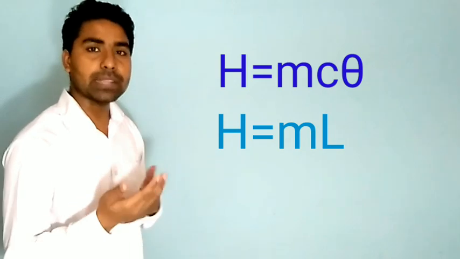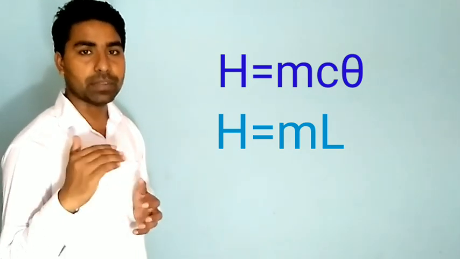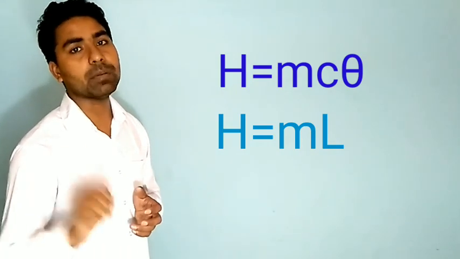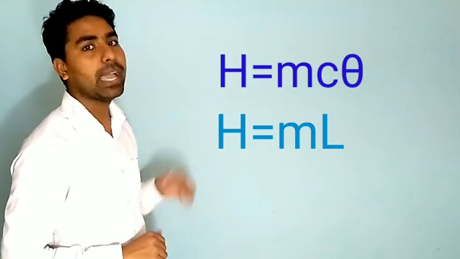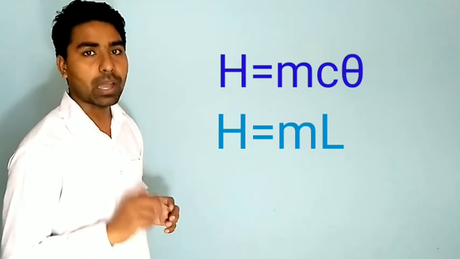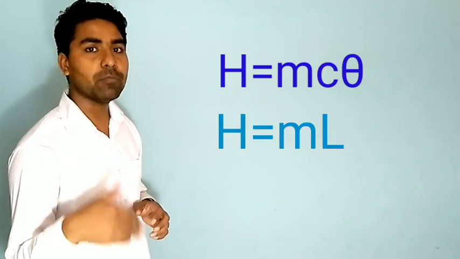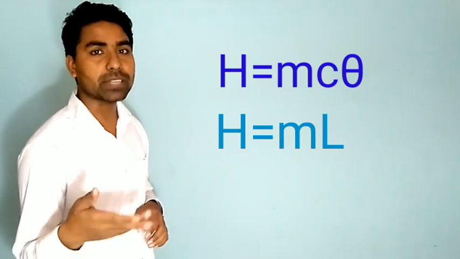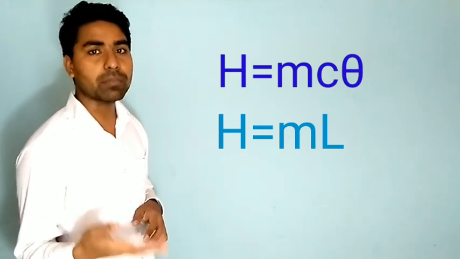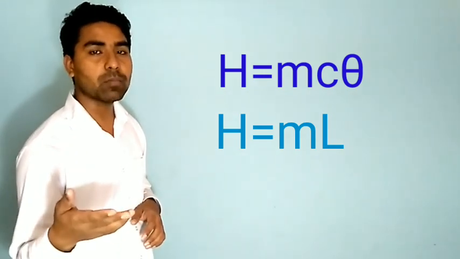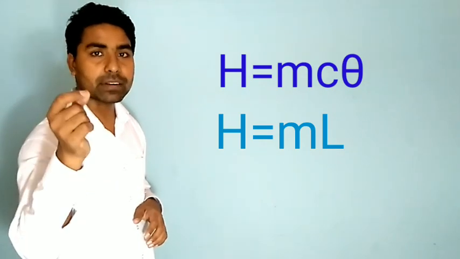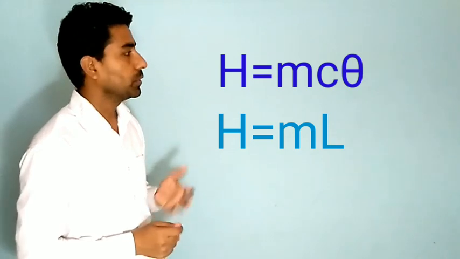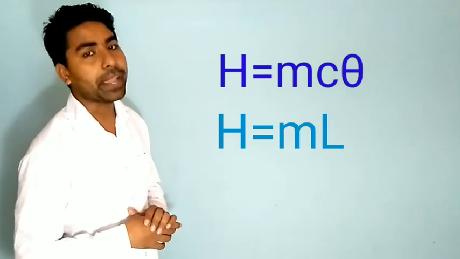Now further keep raising the temperature. When the temperature of the water comes to 100, again the temperature will be constant. Then again what will you use? H is equal to m into L. Now after 100, when the water starts boiling and the steam forms, then the temperature will start rising, and again we will use H is equal to mc theta. So here we are talking about the expressions.